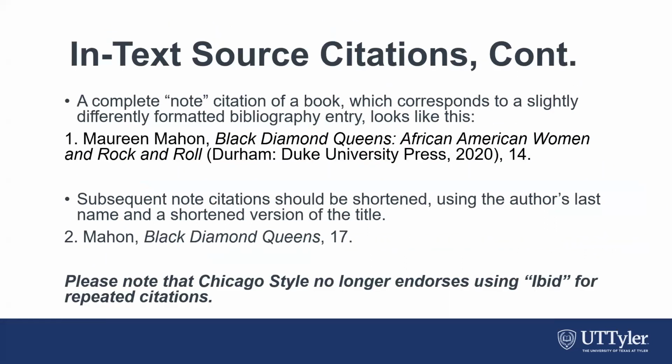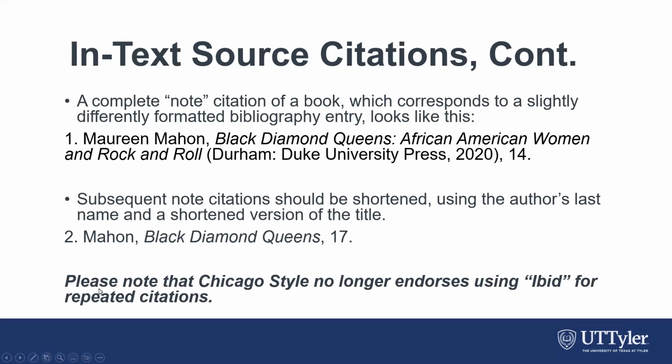Just a little bit more about the complete note citation of a book. So I gave the example on the previous slide, which I've also put in here so viewers can look at it a little more closely outside the picture. But what's really important is that Chicago style mandates and really prefers you to use shortened citations for subsequent note citations. So if you cite the Mahan book once in your paper, and then you cite her again, like another quote or you paraphrase something that she wrote, they want you to use a shortened version of that.